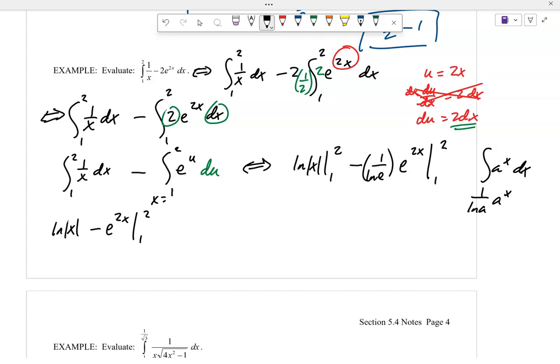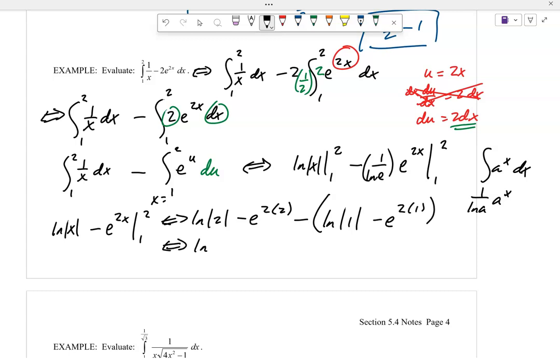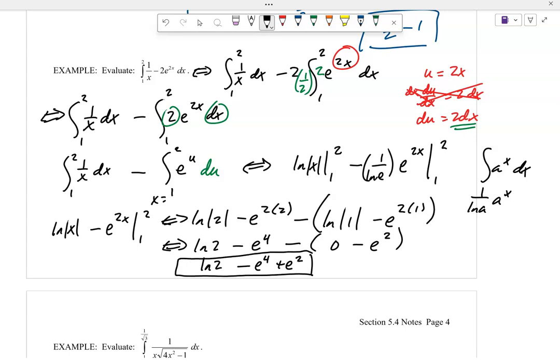So if you want, you can just put them back together. Now we're going to plug the 2 in. So we've got natural log of the absolute value of 2 minus e to the 2 times 2, minus natural log of the absolute value of 1 minus e to the 2 times 1. And so we've got natural log of 2 minus e to the 4th minus natural log of 1, which is 0, minus e squared. So we've got ln of 2 minus e to the 4th plus e squared. And there's our integral.